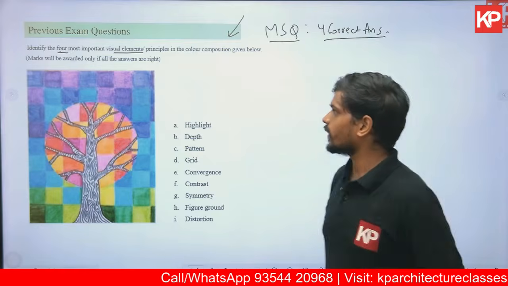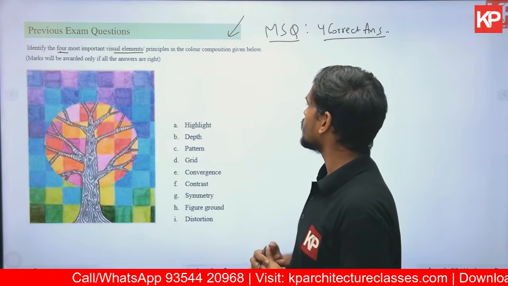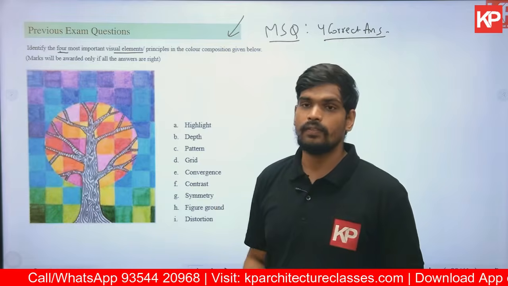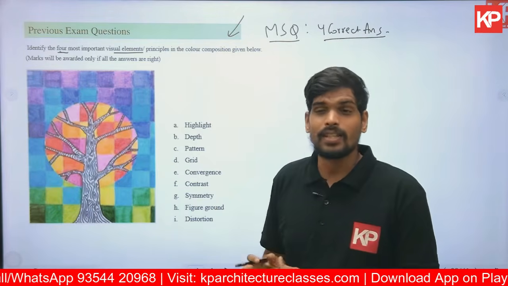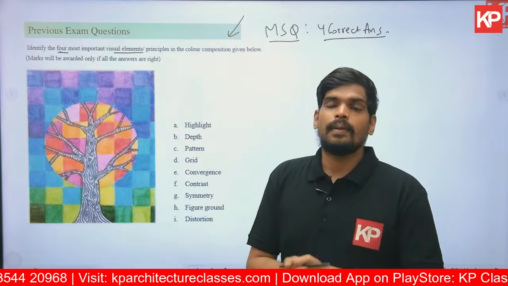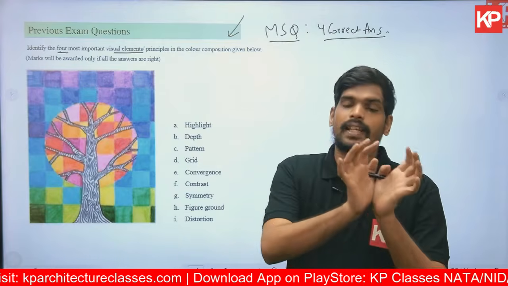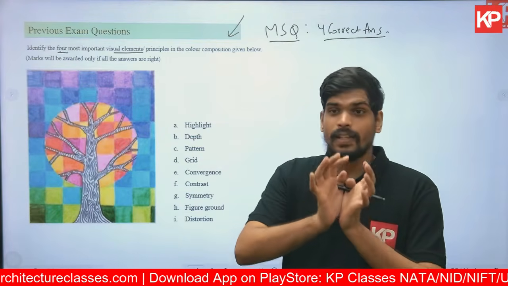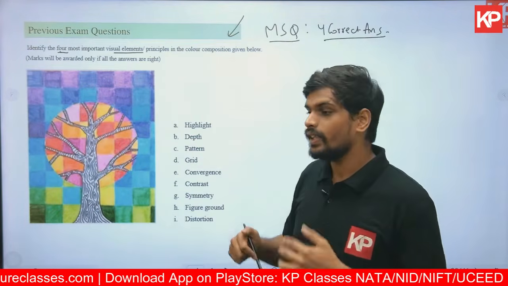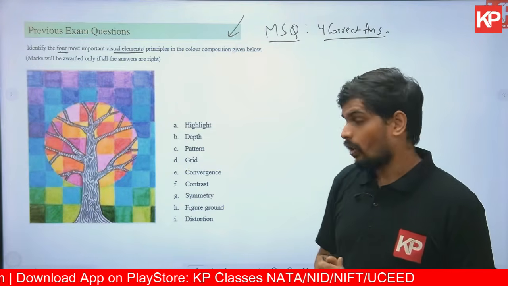Identify the 4 most important visual elements of principles in the color composition given below. A colorful composition is given. Let us identify the 4 correct options. I always tell this in multiple select questions, it is best to go by the elimination approach. Take an option, check if it is in the picture or not. If it is not there, you can cross it and eliminate it. So let us use this elimination approach and solve this question.